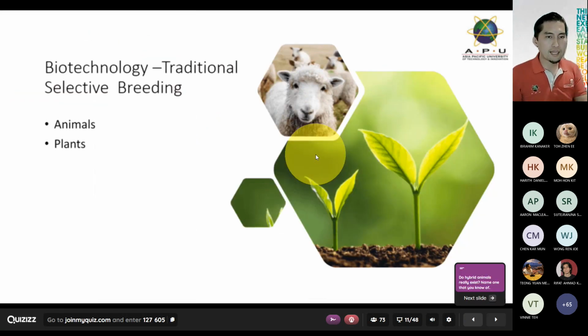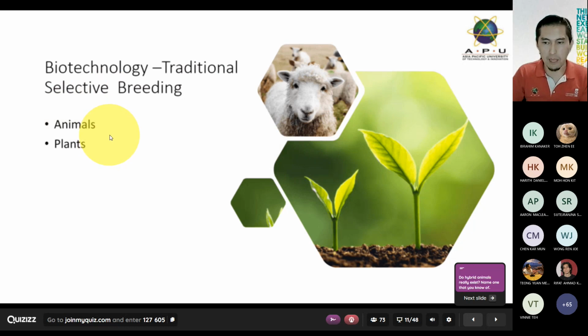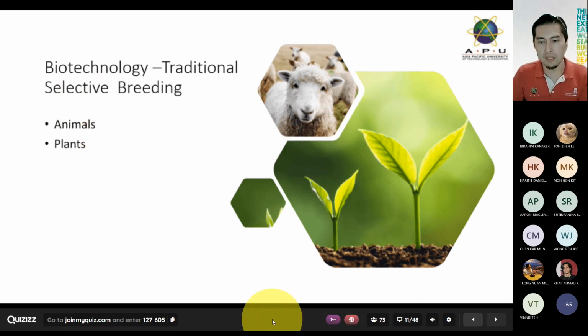So as highlighted earlier, selective breeding, of course, across animals and plants, I think this is something that is quite common. I'm not sure how many of you are into gardening. Anyone here who's into gardening? Can you raise your hands?